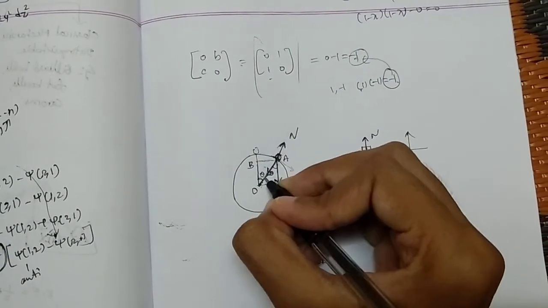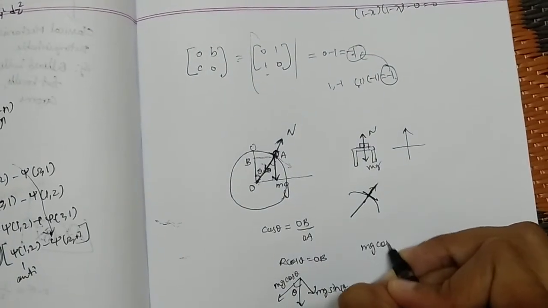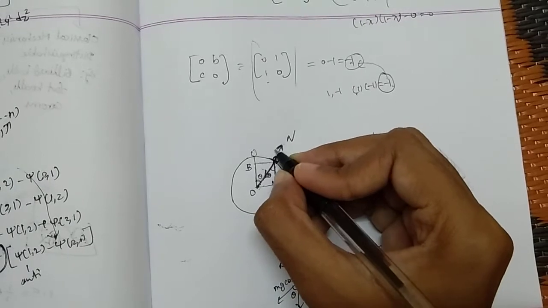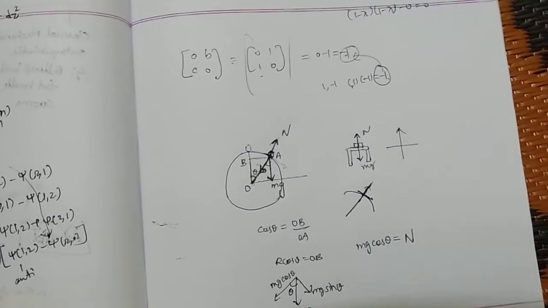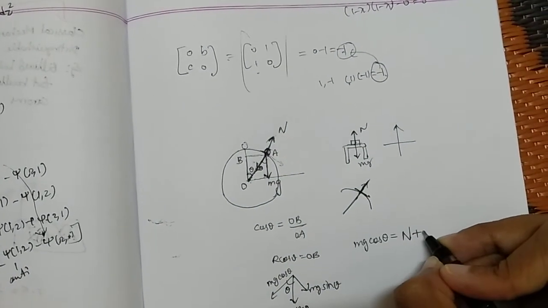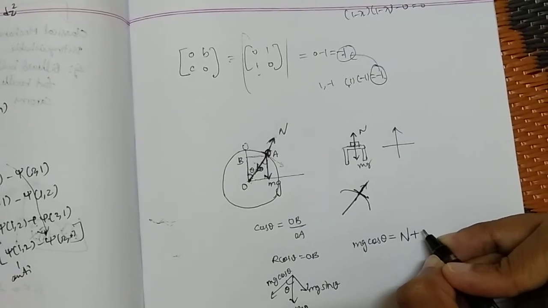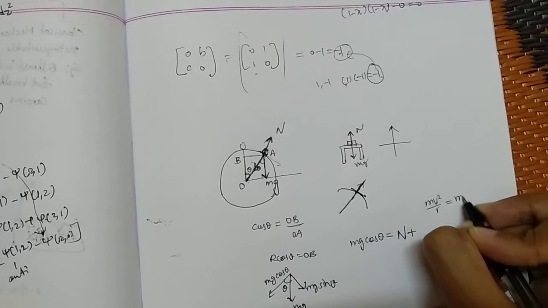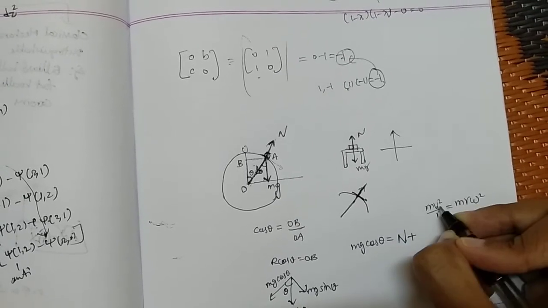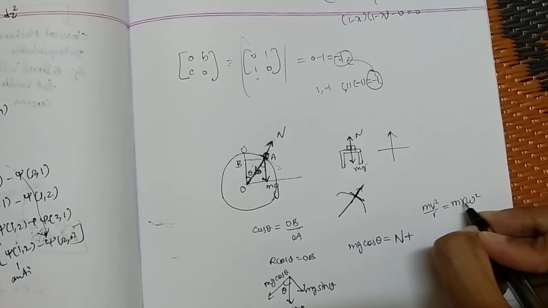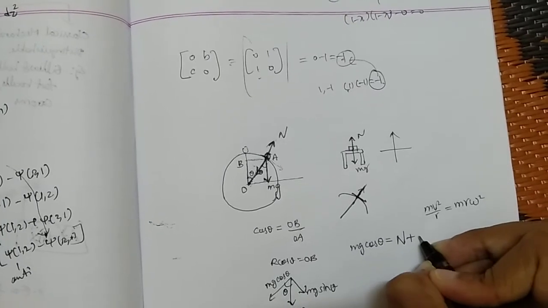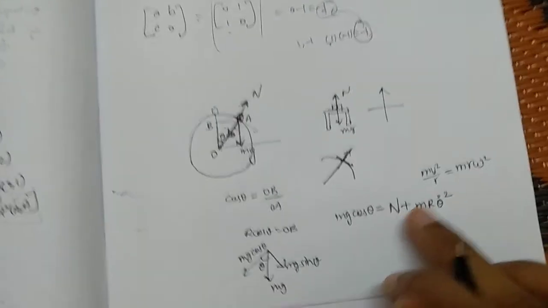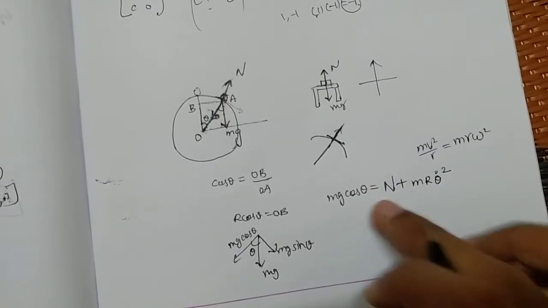So here this is mg and this is mg cos theta, and in the opposite direction, that is radially outwards, we are having the normal force as well as the centripetal force, that is nothing but mv square by r, or m r omega square. If we put v equals r omega, then we would have m r omega square. So here m r theta dot square. So we would be having another equation of this form.